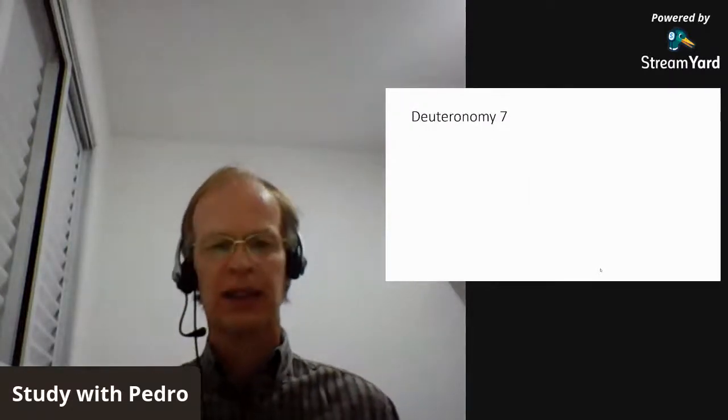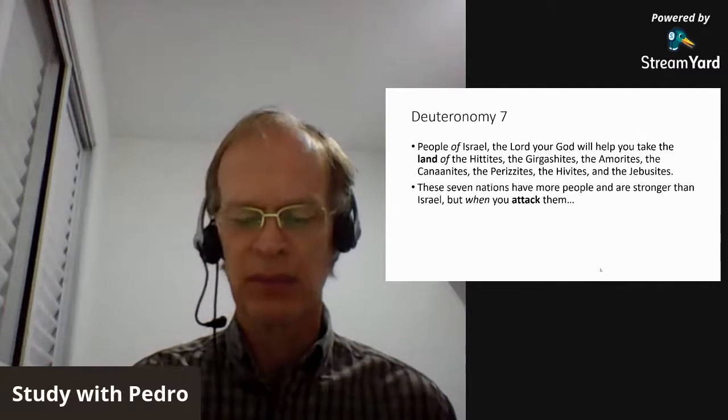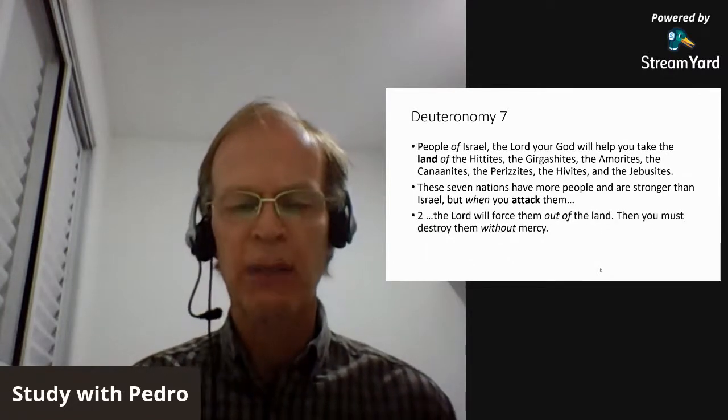Então, here we are. Let's look at the text tonight. People of Israel, the Lord your God will help you take the land of the Hittites, the Girgashites, the Amorites, the Canaanites, the Perizzites, the Hivites, and the Jebusites. Então, he will help you take this land, this Teha, or Tehenu. These 7 nations have more people and are stronger than Israel. But when you attack them, the Lord will force them out.